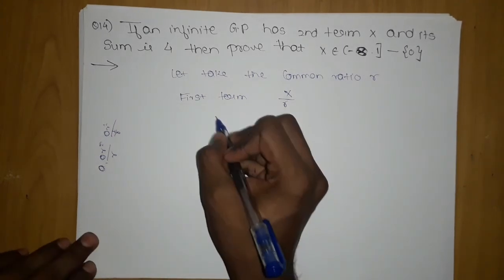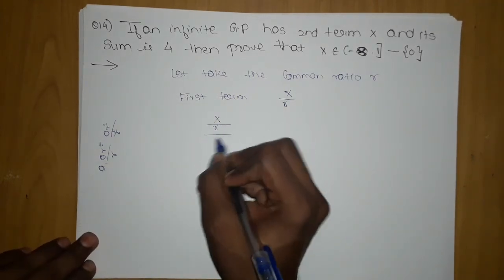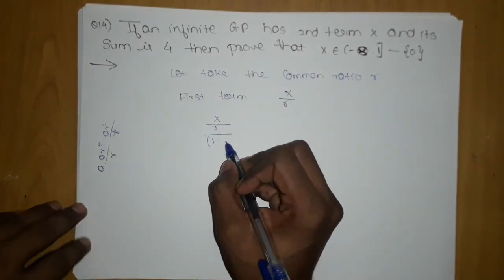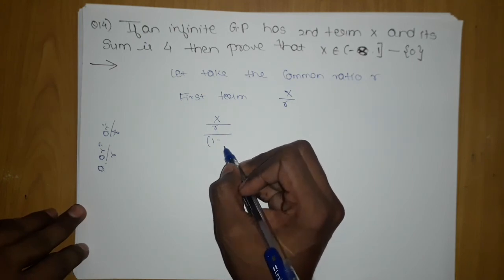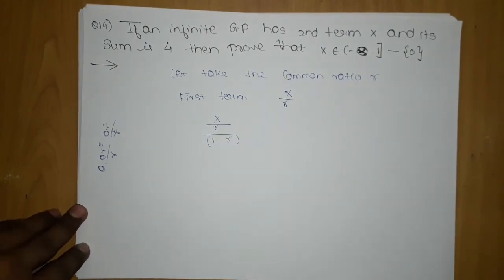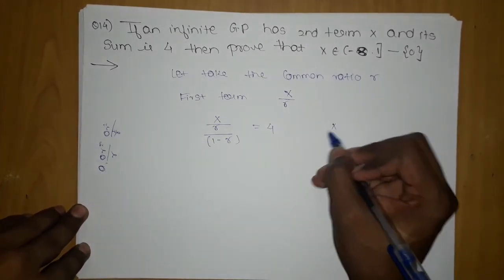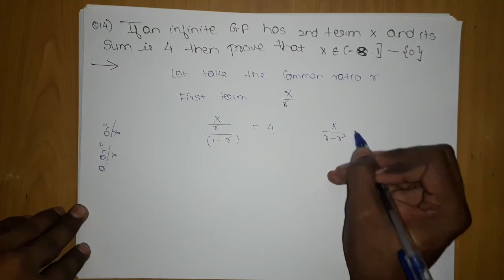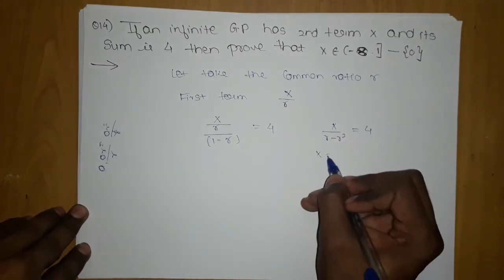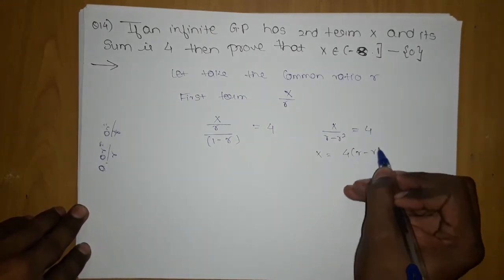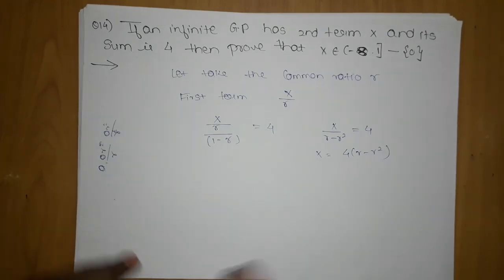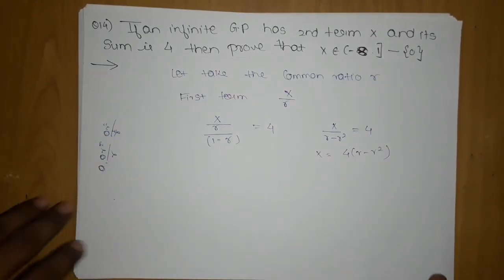Now a upon 1 minus r, the first term a upon 1 minus r, is nothing but 4. So x by r minus r square is equal to 4. So x is equal to 4 into r minus r square. Now this we want to prove, x belongs to minus 8 to 8.